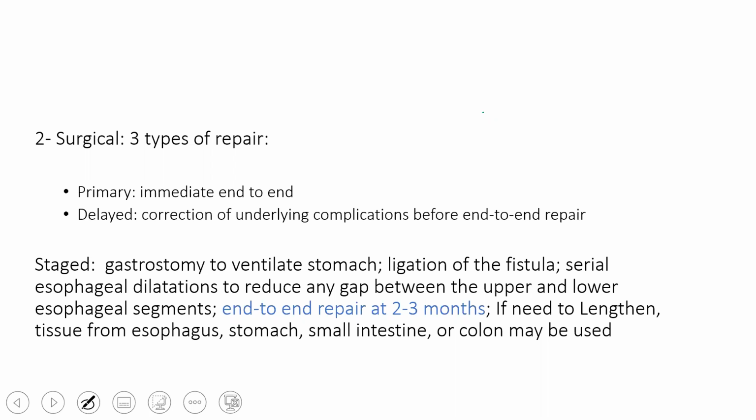The surgery is either primary, which they might do immediately, end to end, or you might need a delay. If they decide to delay, it is usually staged. They have to do the gastrostomy to vent the stomach. They have to close the fistula. And then they start serial esophageal dilatation. The final end-to-end repair usually takes 2 to 3 months.